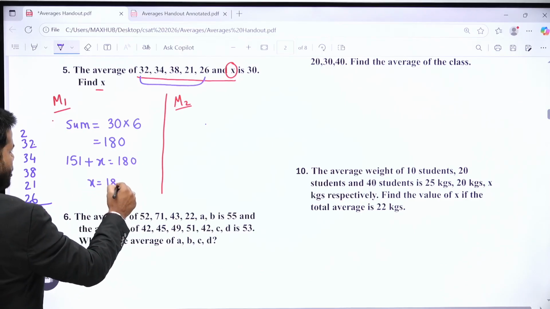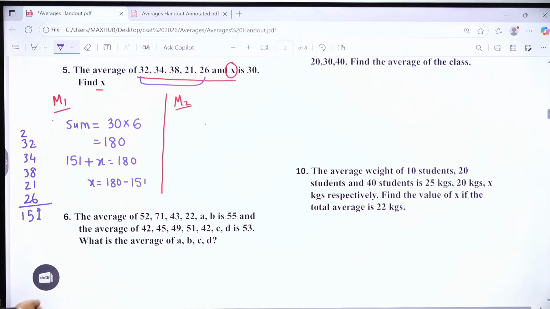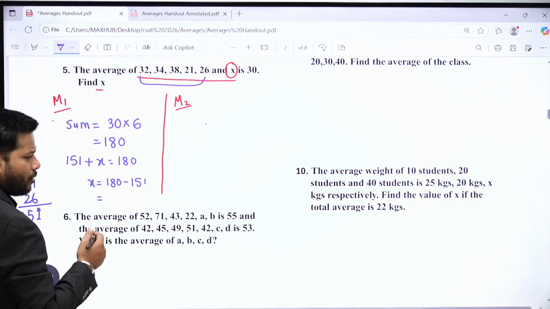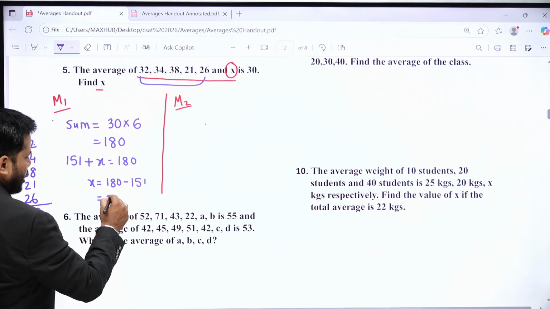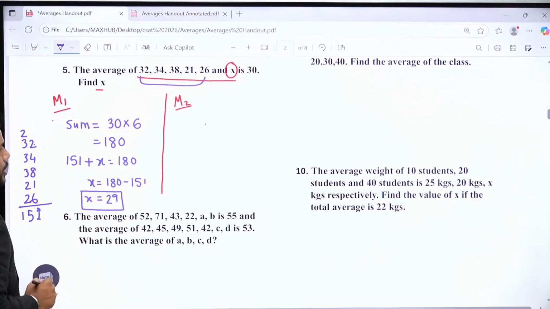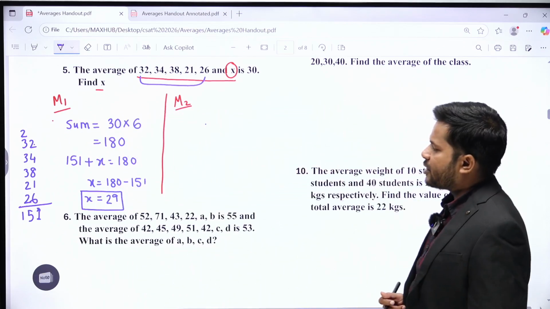180 माइनस 151। थोड़ा फास्ट हो जाओगे तो मैं आंसर डायरेक्टली लिखूँगा, बट सिंस इन द इनिशियल फेज आई एम राइटिंग इट डाउन क्लियरली सो दैट यू गेट हैंग ऑफ इट। तो ये कितना हो जाएगा? 29 होगा। डोंट राइट 39, बहुत गलतियां हो सकती हैं यहाँ पे। x is equal to 29. I'll tell you your probable error points so that you don't commit that error in the exam hall.